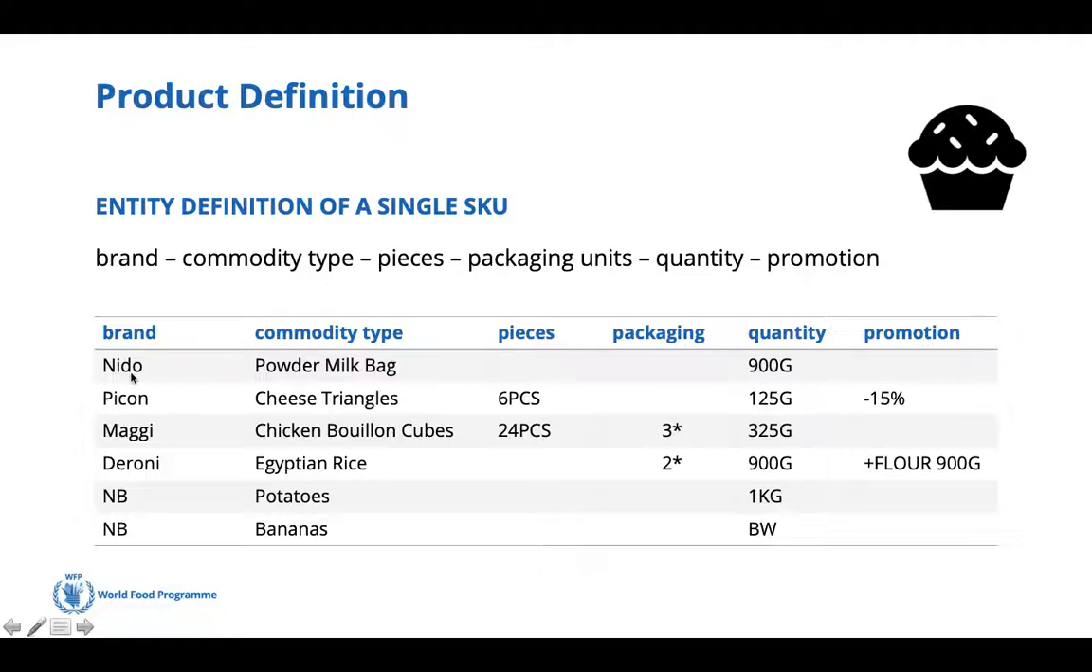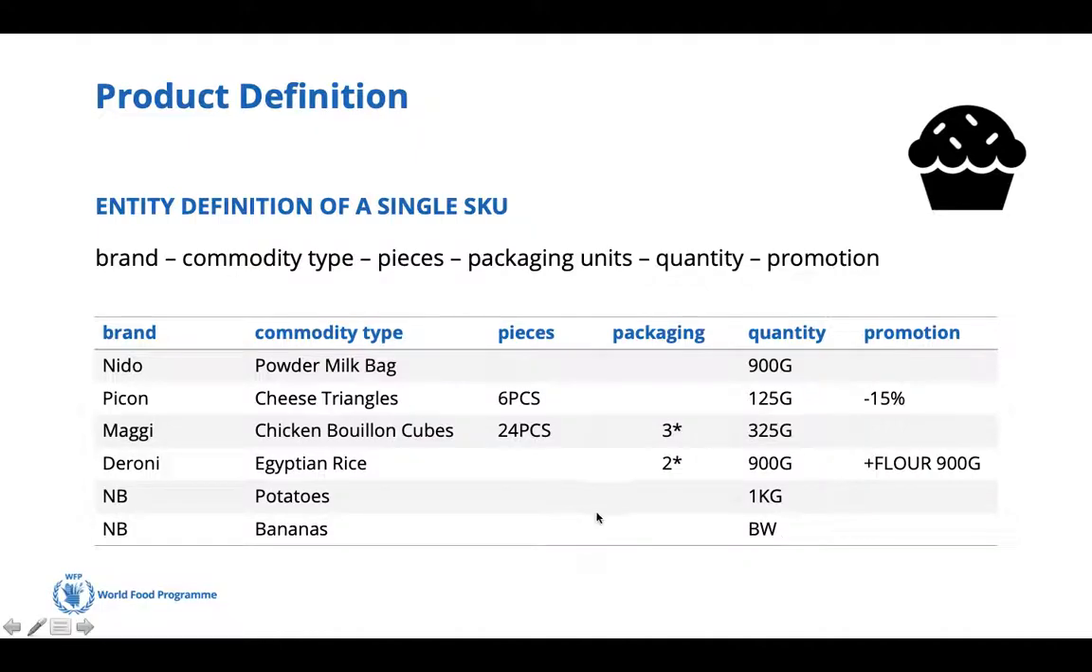We have, for example, Nido powder milk in a bag of 900 grams. Then we have Picon, 6 pieces of cheese triangles, making 125 grams, but the product is on offer, minus 50%. Then Maggi, 24 chicken bouillon cubes, together they weigh 325 grams, and you have 3 of those packages. Deroni, Egyptian rice, 900 grams in a bag or a box, actually 2 of them, and you get 900 grams of flour extra. Then you have non-barcoded products, potatoes of 1 kilo and bananas sold by weight.